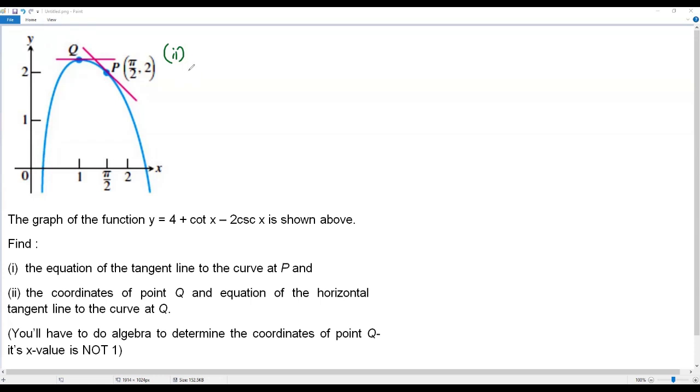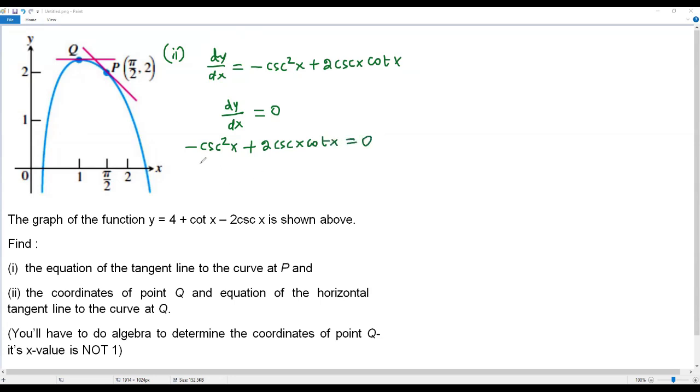Because we are answering the second question, we already got the slope of the tangent line, that is dy over dx of the given function. dy over dx equals, this 4 will become 0, then we get negative cosecant squared x plus 2 times cosecant x times cotangent x. We already got this when we answered the first question. Since the tangent line at the point Q is horizontal, the slope has to be 0. That means this dy over dx must be equal to 0. So since dy over dx equals 0, the expression equivalent to dy over dx must also be equal to 0. That is, negative cosecant squared x plus 2 times cosecant x times cotangent x must be equal to 0.